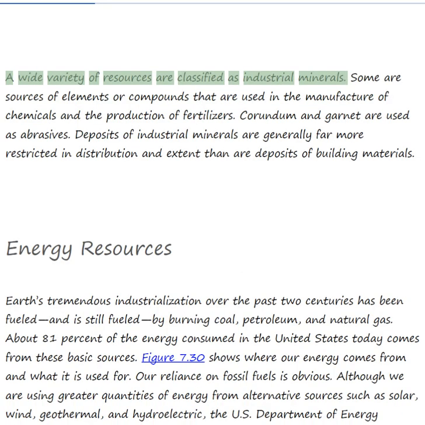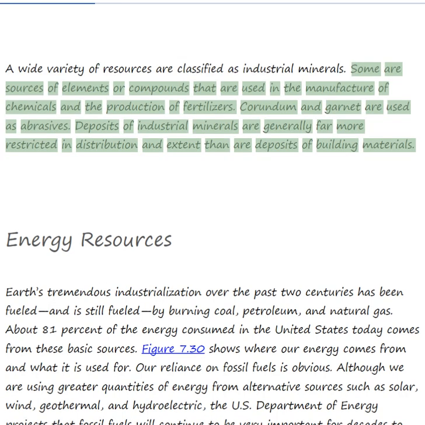A wide variety of resources are classified as industrial minerals. Some are sources of elements or compounds that are used in the manufacture of chemicals and the production of fertilizers. Corundum and garnet are used as abrasives. Deposits of industrial minerals are generally far more restricted in distribution and extent than are deposits of building materials.